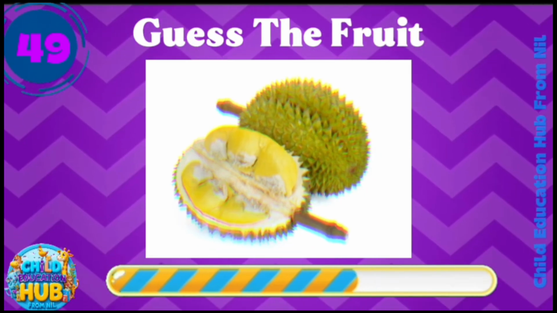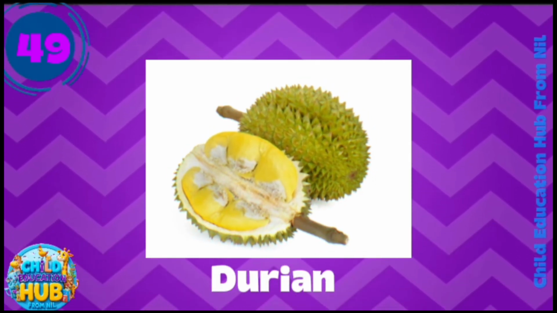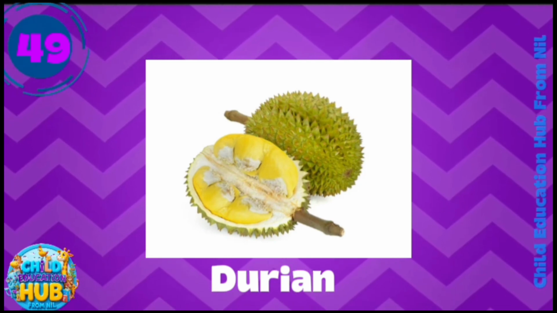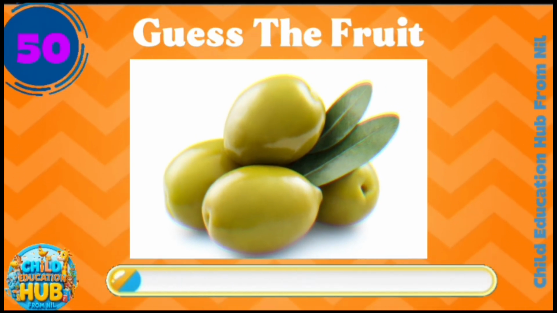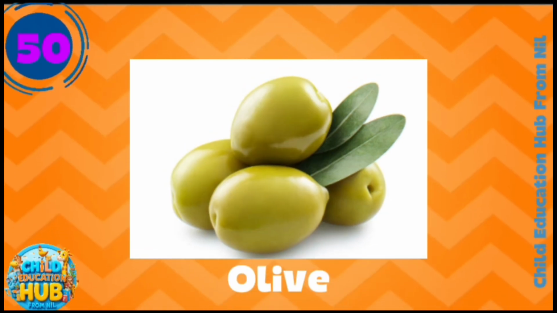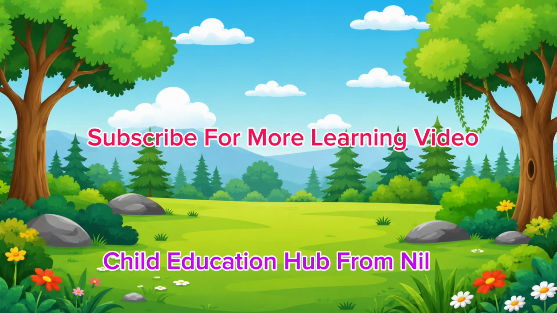Can you guess this fruit? It's durian! Do you know this fruit? It's olive! Great job, kids! Now you know 50 fruits' names!